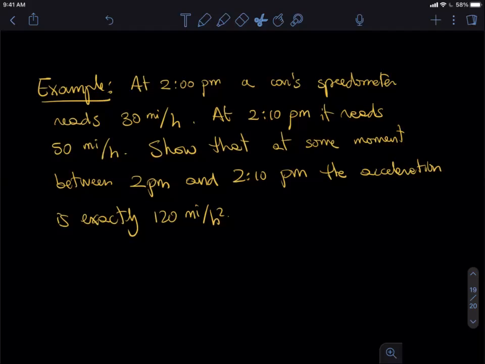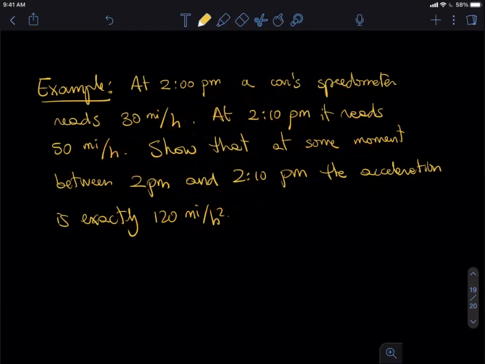Let's do one more example. So at 2 p.m., a car's speedometer reads 30 miles an hour, and 10 minutes after, at 2:10 p.m., it reads 50 miles an hour. Show that at some moment between 2 p.m. and 2:10 p.m., the acceleration is exactly 120 miles per hour squared.